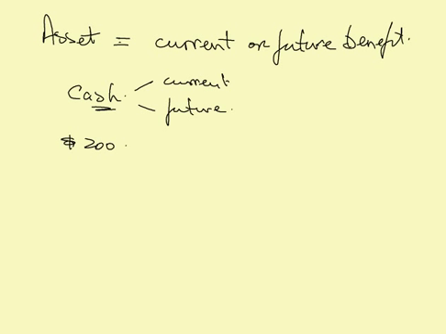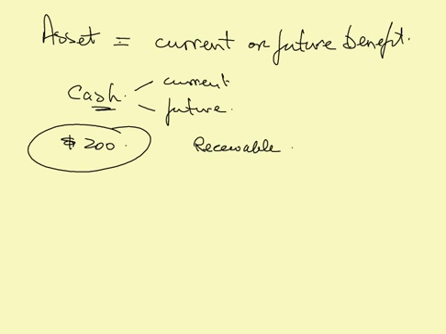Okay, so you can record that $200 right away as an asset. Why? Because you're going to get it. It's going to be a future benefit to you. But how do you record it? Well, you can't record it as cash, so it's going to be money that's owed to you, and we call that a receivable.